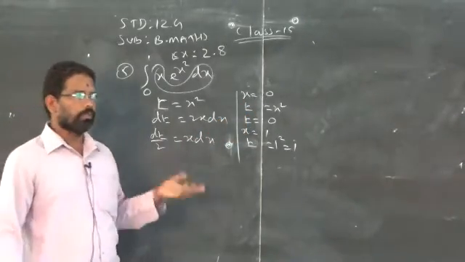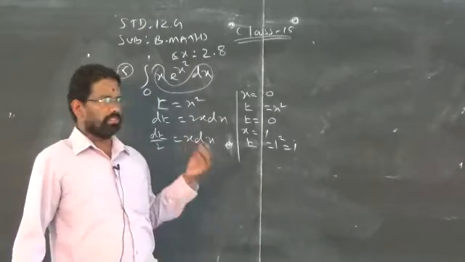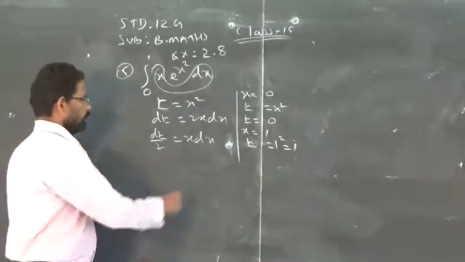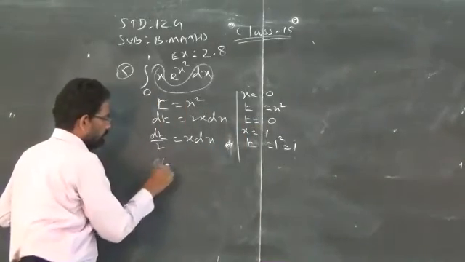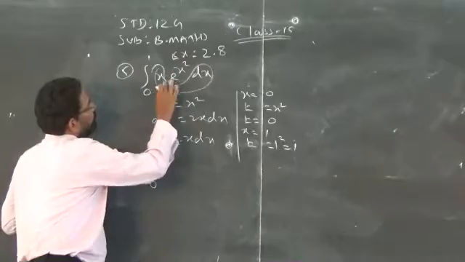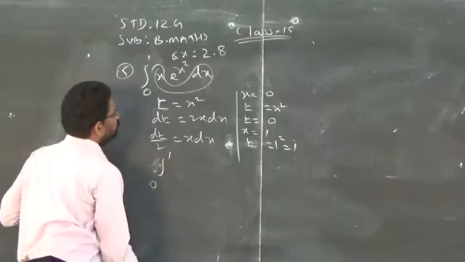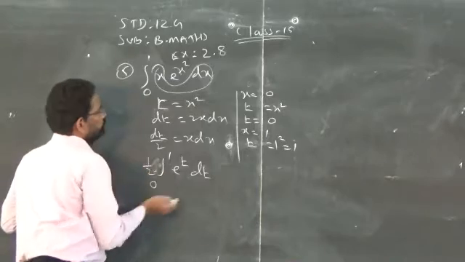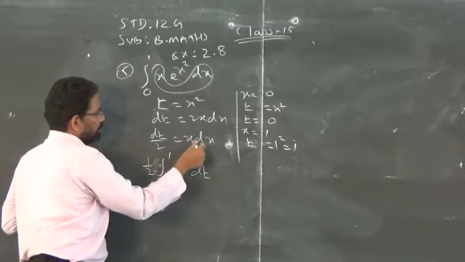Don't think that you will always get the same limits after replacing in the limits for the t variable. Not like that, clear. Few questions will get same limits, but most of the questions will have different limits by replacing x with the values given, to find the limits for t, clear. So now I can change: when x is 0, t is also 0, there is no change; when x is equal to 1, t is also 1, because we consider t equal to x square. Now x dx is replaced by dt by 2, but this is e power t into dt, 1 by 2.